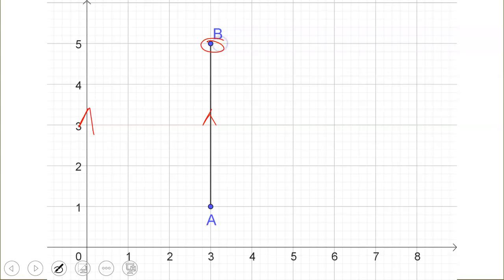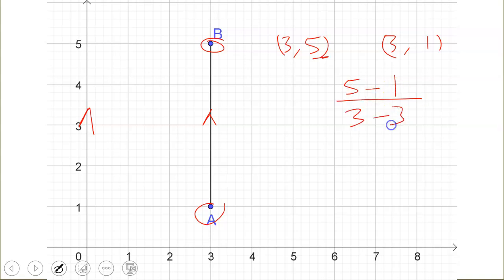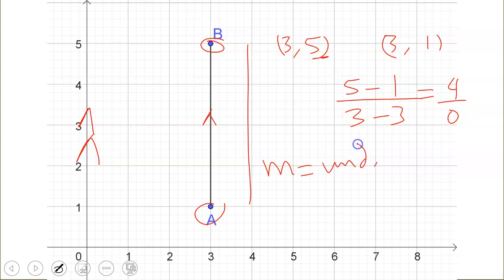Again, the point here we know is going to be (3, 5). And then the point here is going to be (3, 1). Again, if I do y2 minus y1, I'm going to have 5 minus 1 over 3 minus 3, and then I'm going to have 4 over 0. A number over 0 is always undefined. Okay, and so anytime you have a vertical line parallel to the y-axis, we'll say its gradient is always undefined.